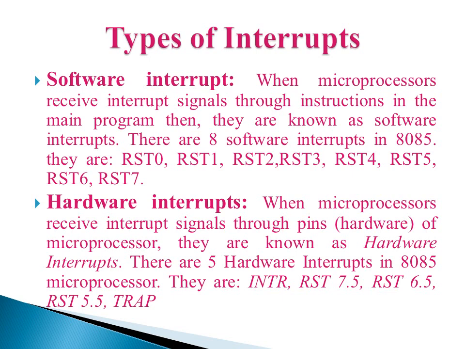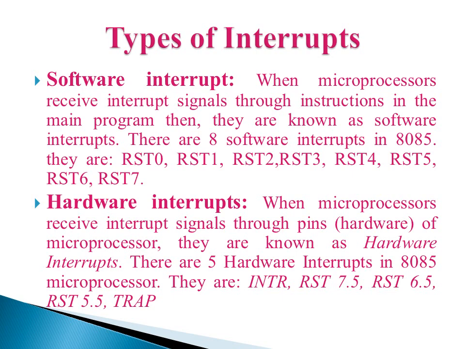Now, what are the types of interrupt? First, we will see software interrupt. Here, when the interrupt signals are generated through instructions in the main program, they are known as software interrupts. These are RST0, RST1, RST2 till RST7. There are 8 software interrupts in the 8085 microprocessor.